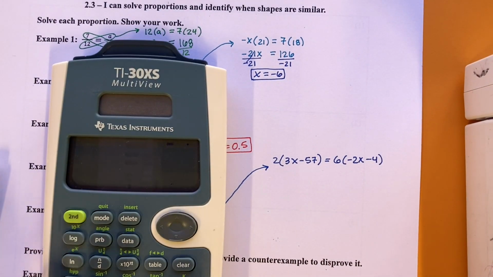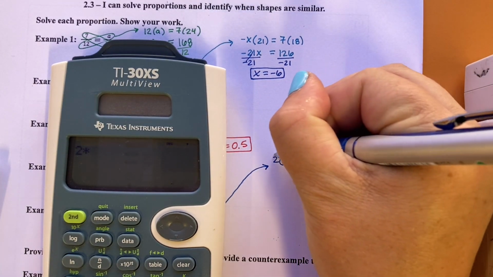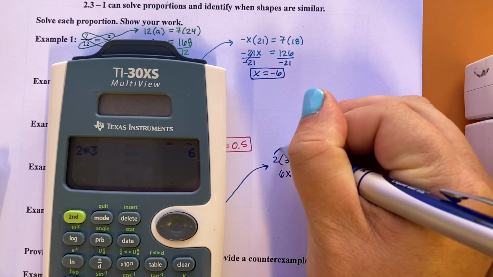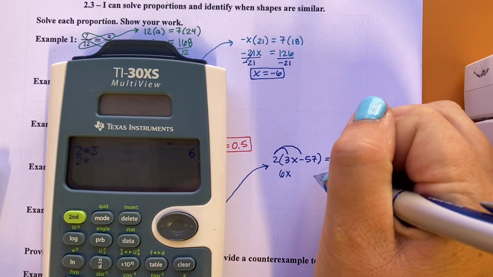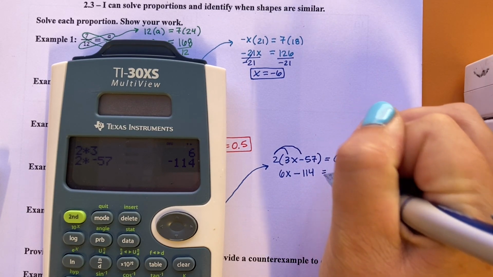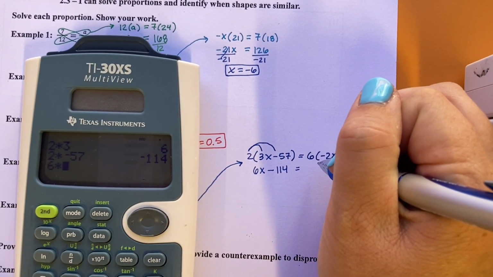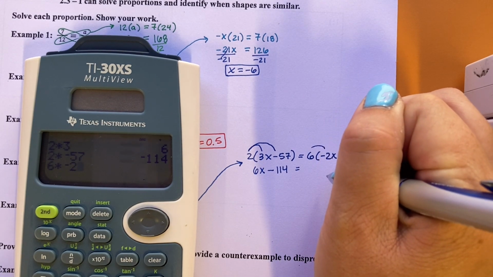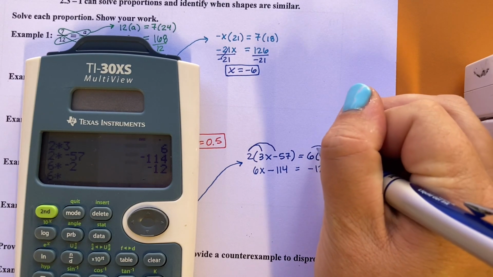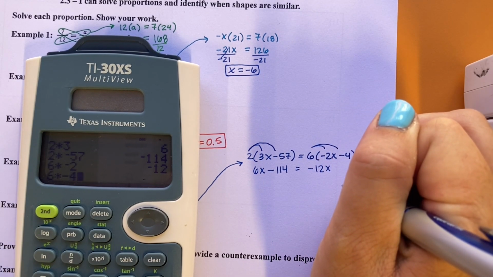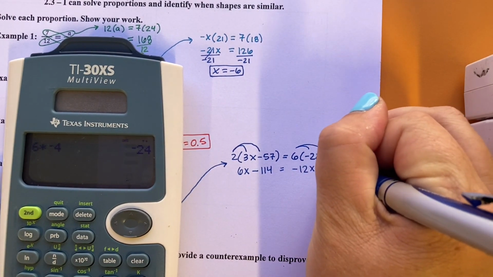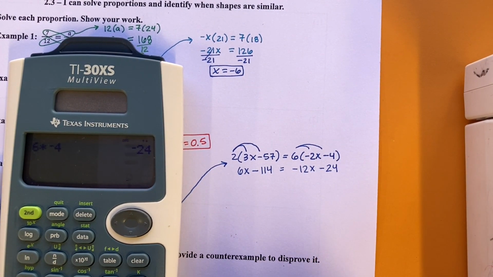I'm now going to multiply 2 times 3, 6x. 2 times negative 57, negative 114. 6 times negative 2, negative 12x. 6 times negative 4, whoops, negative 24.